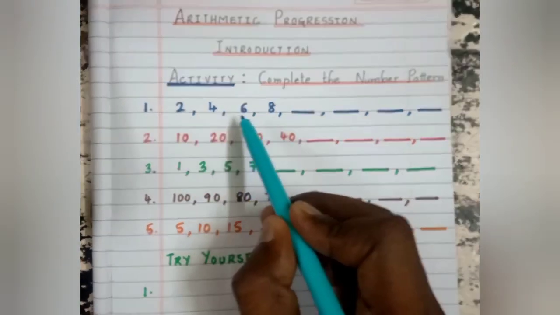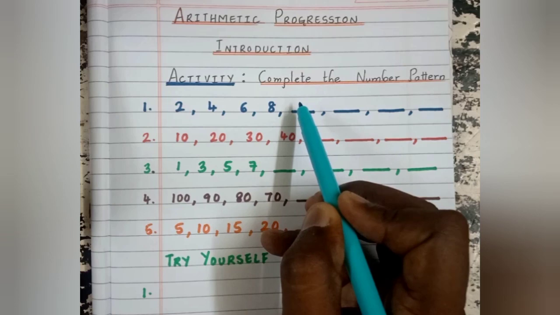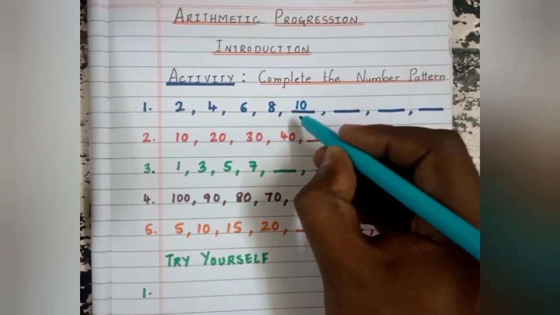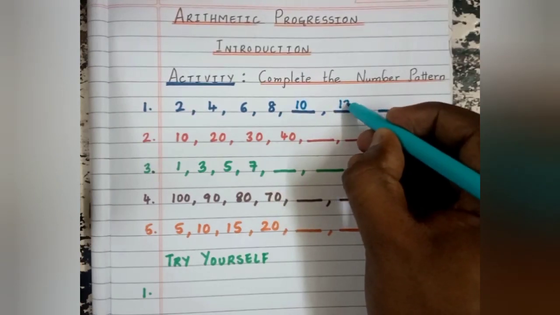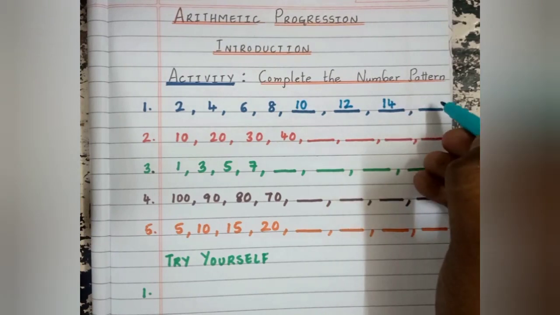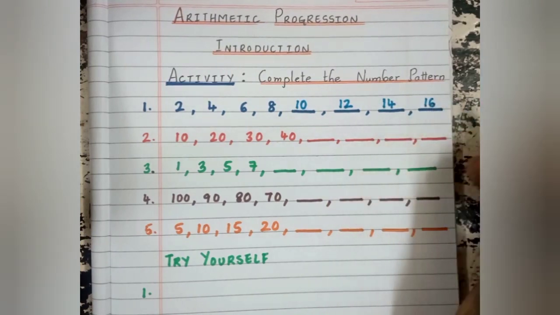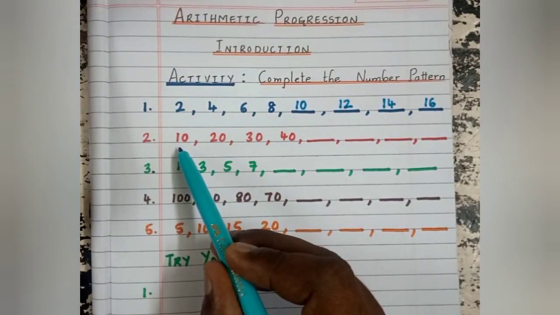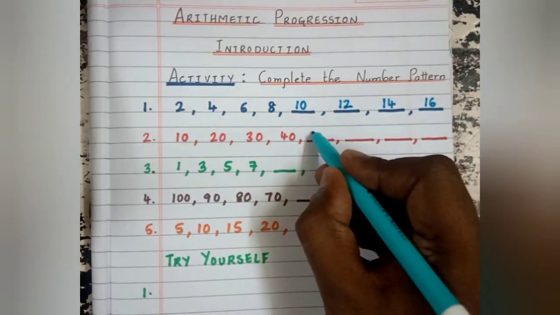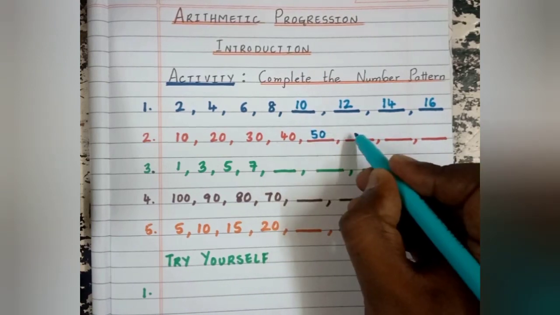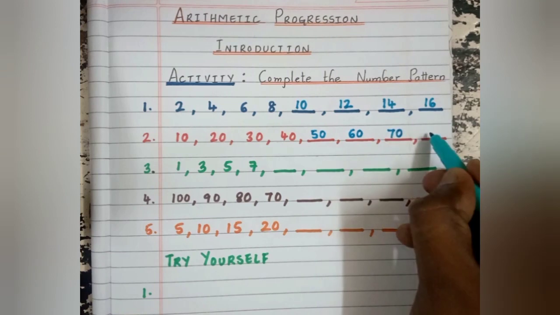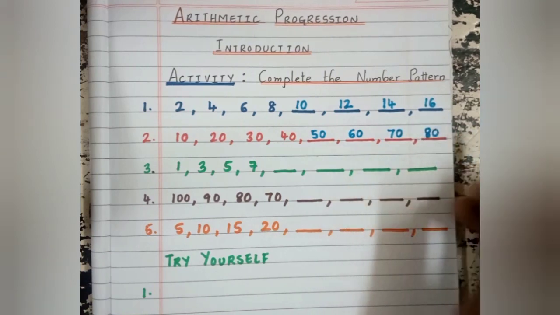The first pattern: 2, 4, 6, 8. The next number is 10, then 12, next 14, next 16. The second pattern: 10, 20, 30, 40. Next is 50, then 60, then 70, then 80.